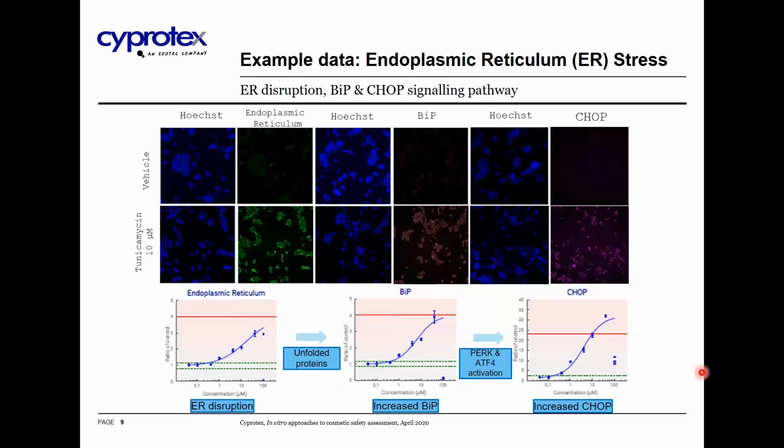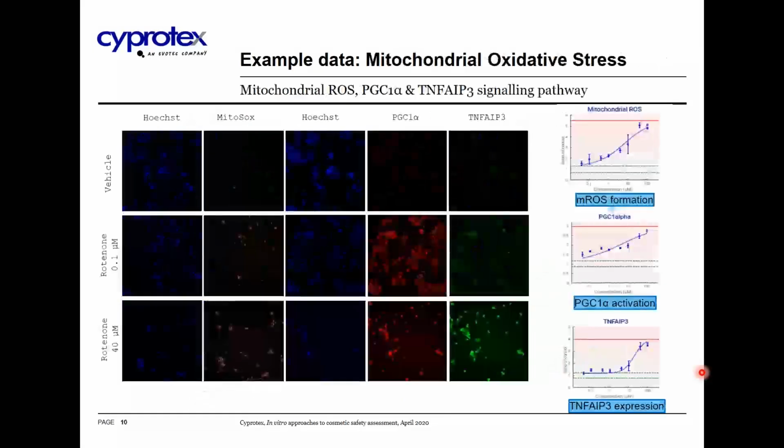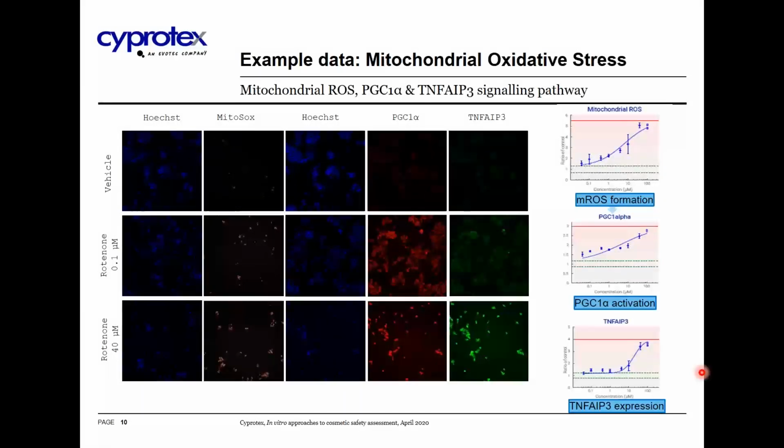Then mitochondrial effects, or mitochondrial oxidative stress. Again, you can see a range of images where we've dosed the cells with rotenone, which is a complex 1 inhibitor of the ETC, and we can see mitochondrial ROS, specific mitochondrial ROS, increases in response to rotenone, followed by PGC1 alpha activation, which again is a key marker in oxidative stress. And this was also linked to an anti-immune inflammatory response by the expression of TNF alpha induced protein 3.